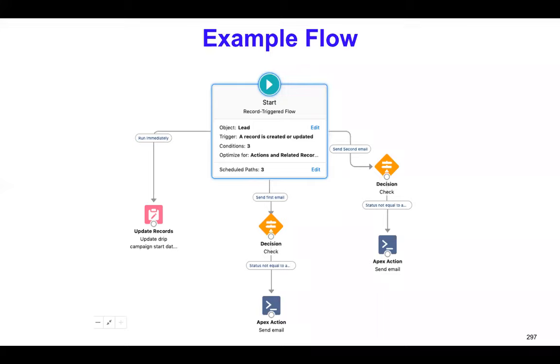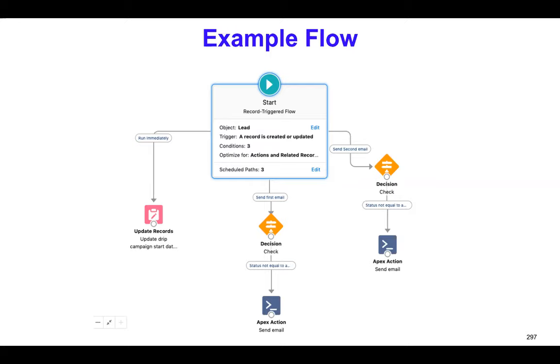So there are three things that are happening the moment a lead gets created or updated and it meets certain criteria. Then there are three scheduled paths that are happening. One, it says run immediately. Second one, it says send first email. Third one says send second email.